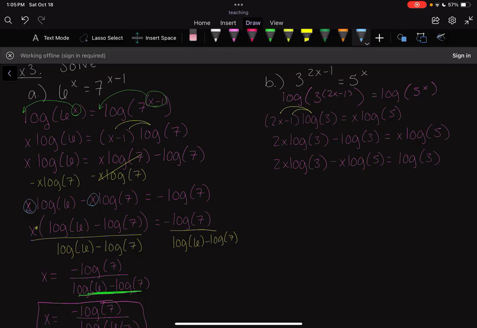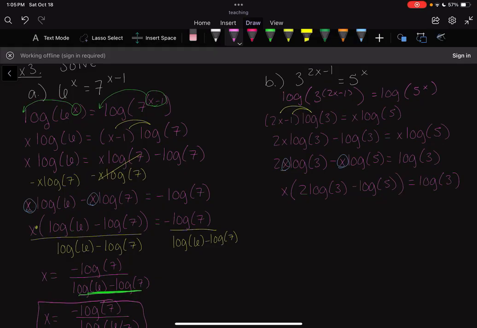Now that my x's are on one side, I can factor them out. And then I'll divide by the leftover. So I'm dividing by this whole thing. So I'm just going to rewrite that answer.